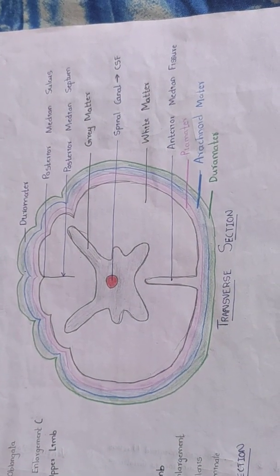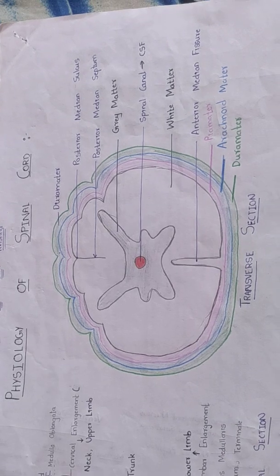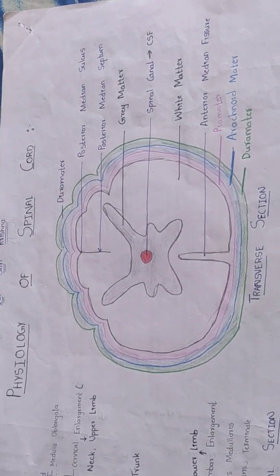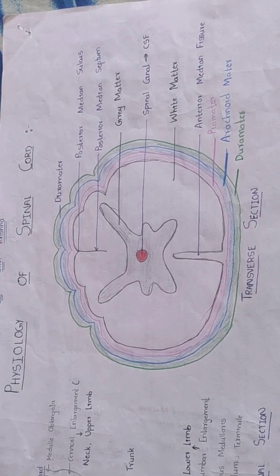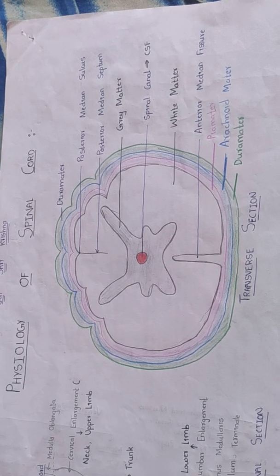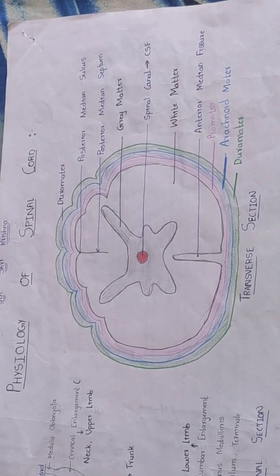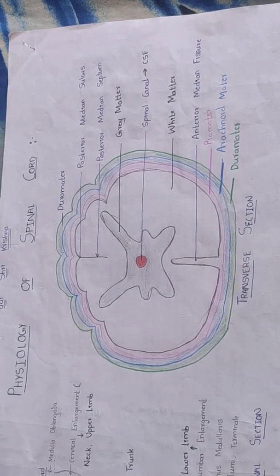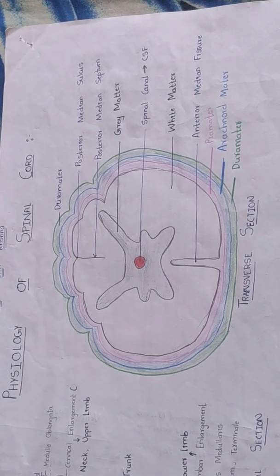Remember, in brain, outer part is grey matter and inner is white matter. We can remember that brain is sharp. He knows that we should not make the white things dirty. So brain keeps white matter inside, whereas spinal cord keeps white matter outside.